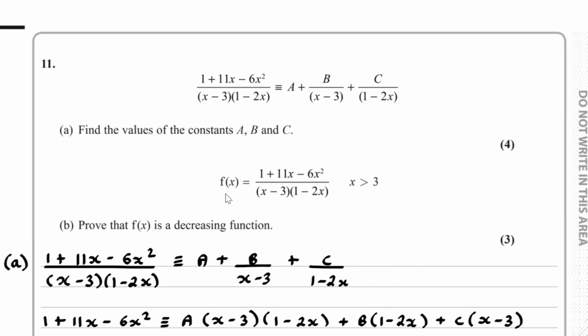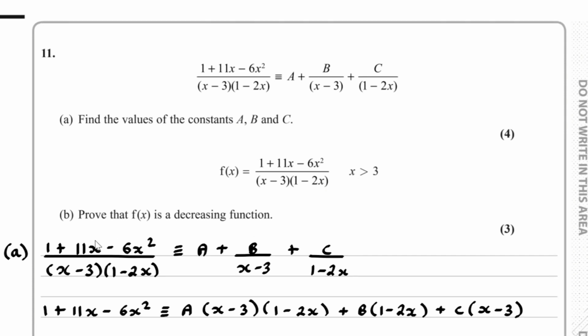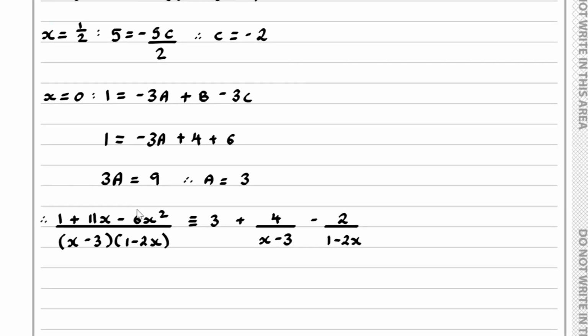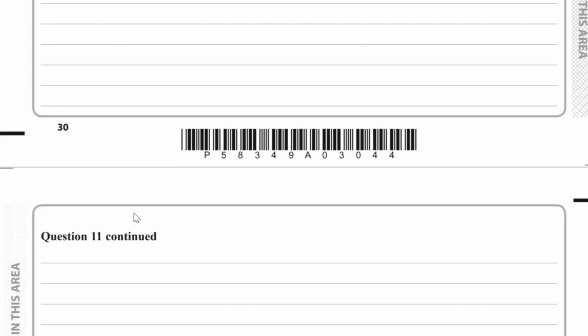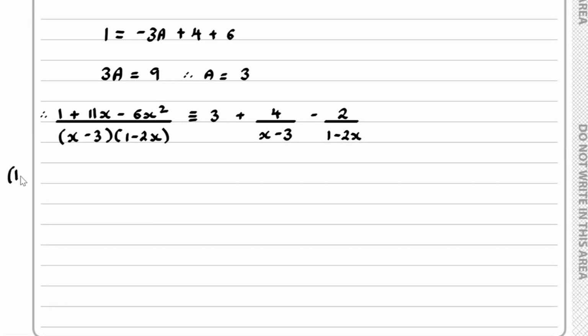And now we're given that f of x is equal to 1 plus 11x minus 6x squared over x minus 3 times 1 minus 2x, where x is greater than 3, and we have to prove that f of x is a decreasing function. Well, for part b then, we've got f of x, which, using our result to part a, is what we have over here. F of x is 3 plus 4 over x minus 3, subtract 2 over 1 minus 2x.